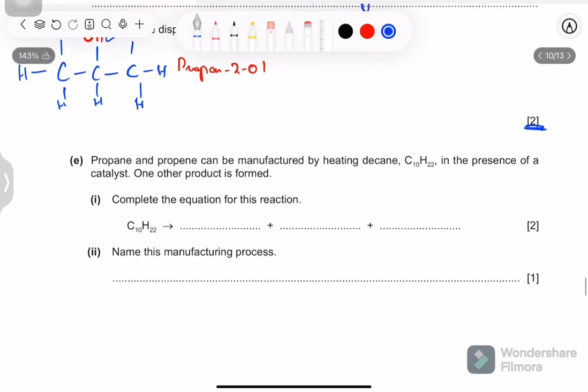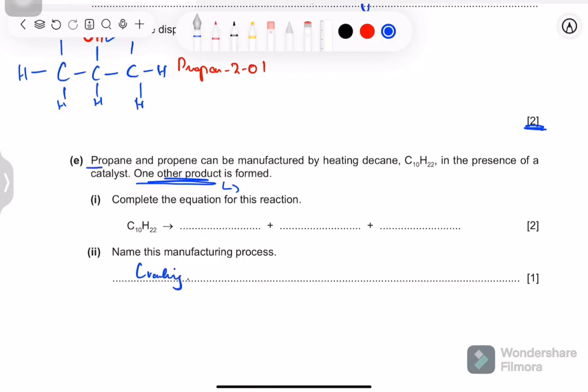Next, propane and propene can be manufactured by heating decane in the presence of a catalyst. One other product is formed. This is the product we don't know the formula of. Now what is this reaction? This reaction is cracking, in which longer chain alkanes are broken down into simpler alkenes and alkanes. They can ask you why this happens. It is because the shorter chain molecules burn better and they are in high demand in the automotive industry as they are used as fuels. So this process is cracking.